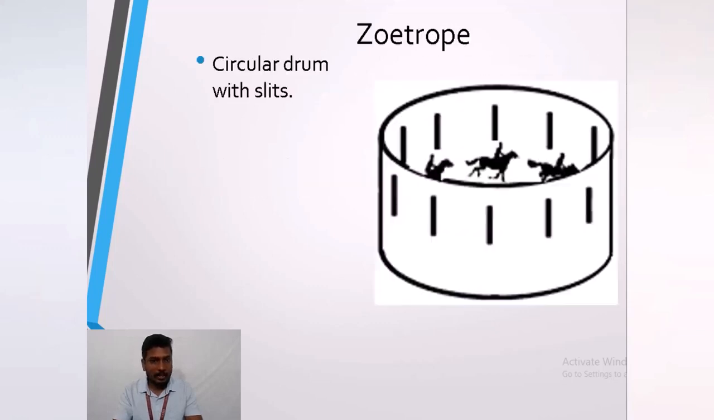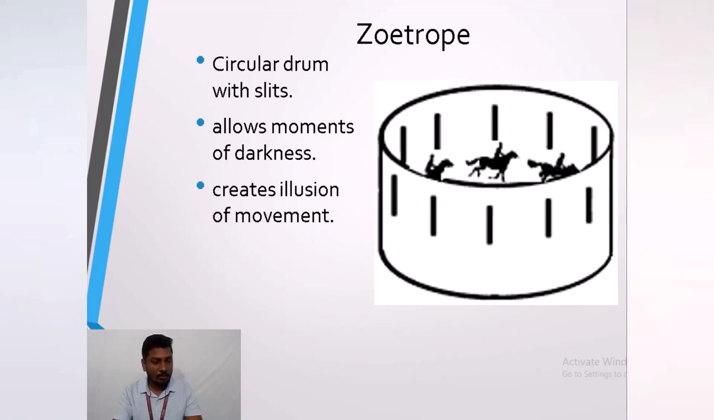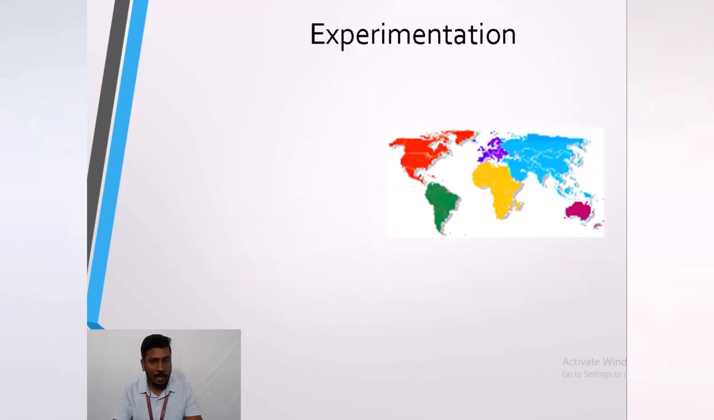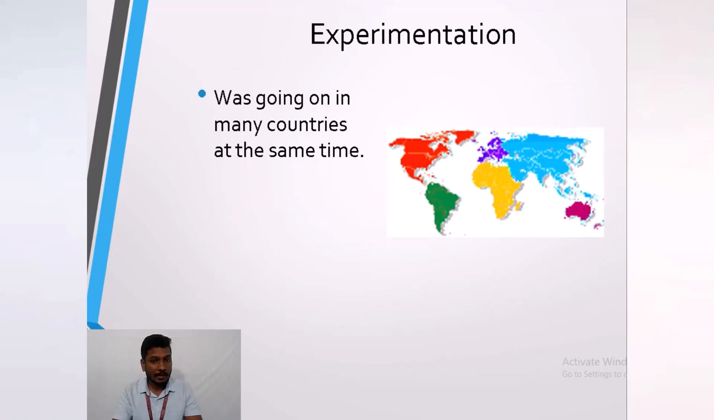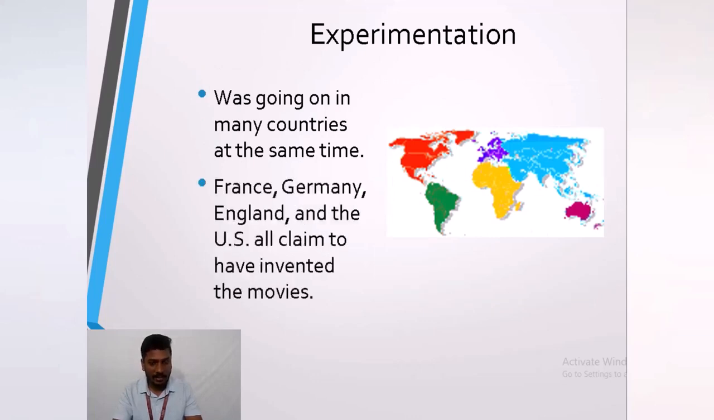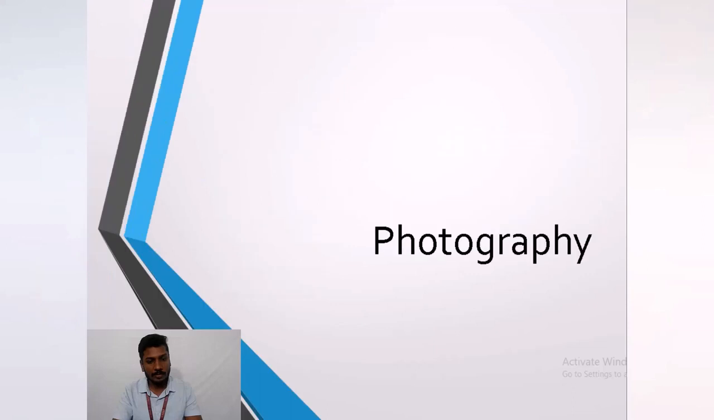Zoetrope: a circular drum with slits that allows movement in darkness and creates illusions of movement. The zoetrope was invented in 1834 by William Horner. Experimentation was going on in many countries at the same time. France, Germany, England and the US all claim to have invented the movies.